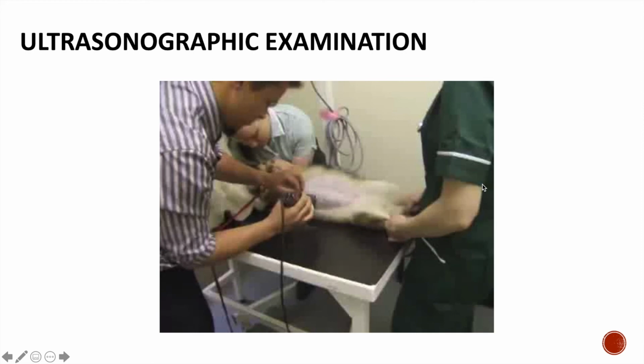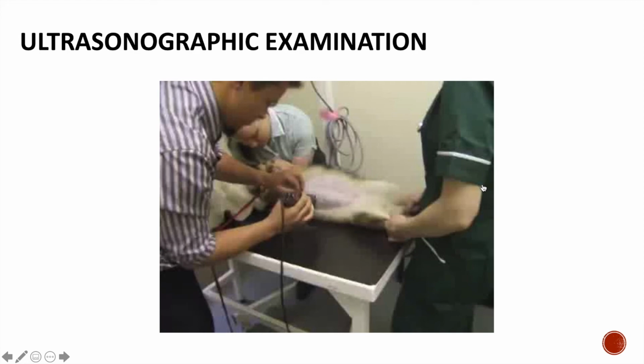To perform an ultrasonographic examination, you will need to shave the area properly, and you will use an alcohol solution, preferably 70% alcohol, which will remove the sebum from the skin, so that you're going to have a better visualization. And then you will use an ultrasound gel.